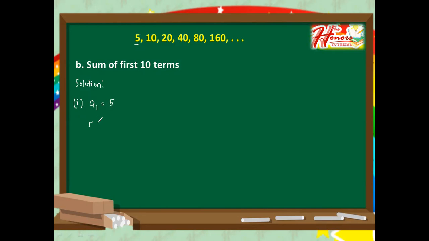Identify the ratio. Ratio is equal to a sub 2 over a sub 1. A sub 2 is the second term, so that's 10. A sub 1 is the first term, that's 5. So 10 divided by 5 is 2. So therefore, the ratio is equal to 2. N is the number of terms that we have here in the given. So that's 10. N equals 10. Now let's continue.